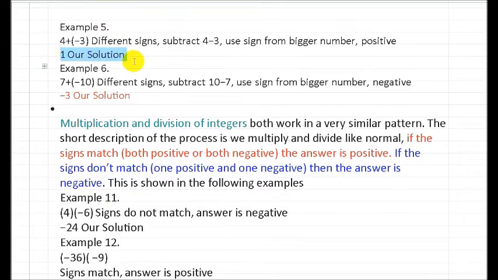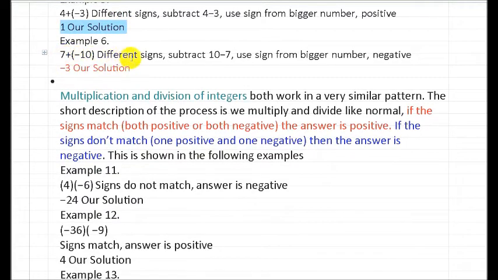Another example, 7 plus minus 10, different signs. Subtract 10 minus 7 and use the sign from the bigger number. 10 is bigger than 7. I use minus. That means the result is minus 3. Okay? Do you have a question?